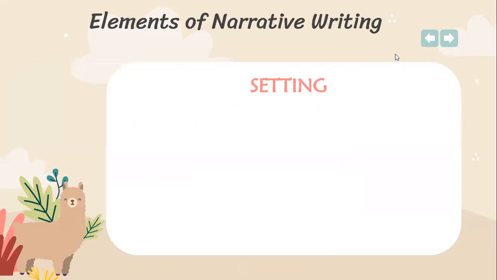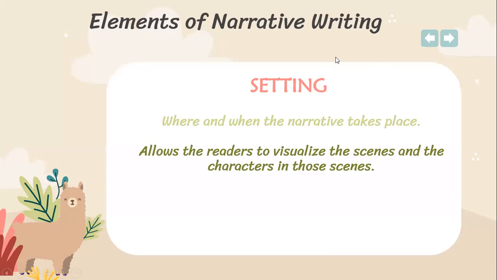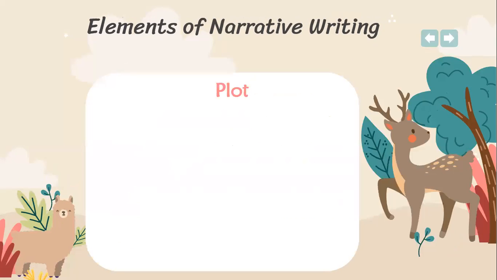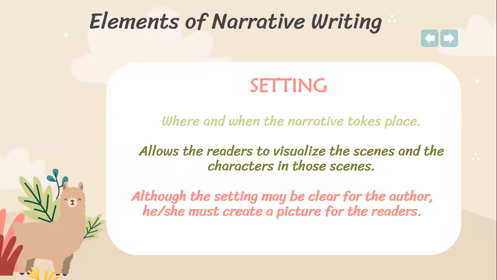The setting tells me when the story happened and where it took place. When the story happens, I mean the time. Where it took place, I mean the place. So, when we say setting, we mean where and when the narrative takes place. Why is it important? Because it allows the reader to visualize, to imagine in front of him the scenes and the characters in those scenes. That's why we have to have setting in the story. Pay attention to something very important. The setting should be very clear for the author in order to be able to create a picture that is very clear for the reader.